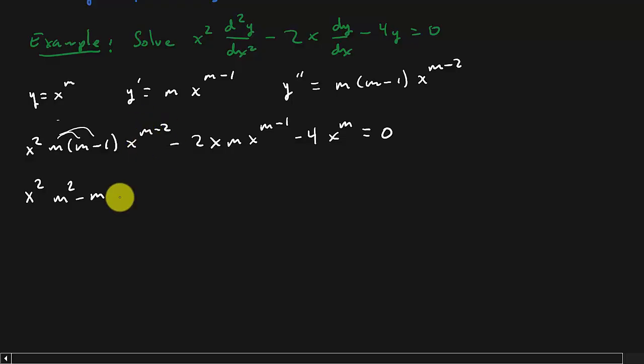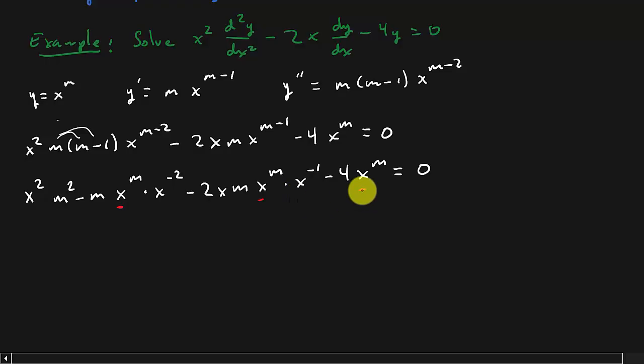I'm just distributing the m here. And now this one right here, I'm going to write as x to the m times x to the negative 2. That's how I wrote this. Okay, so if we multiply this back out, this is x to the m plus negative 2, which is m minus 2. Okay, so I just split it up. And then that's minus 2x m, x to the m times x to the negative 1, minus 4x to the m equals 0. All right. And so notice here how I have a common factor of x to the m.